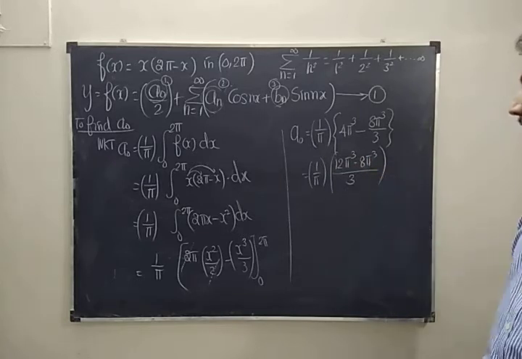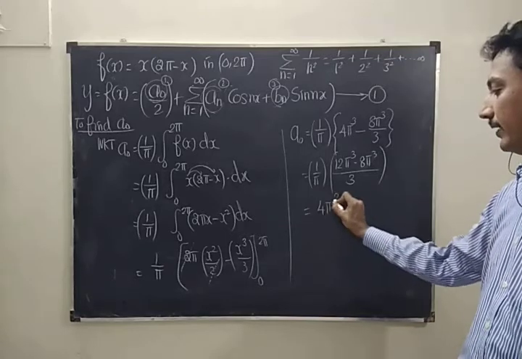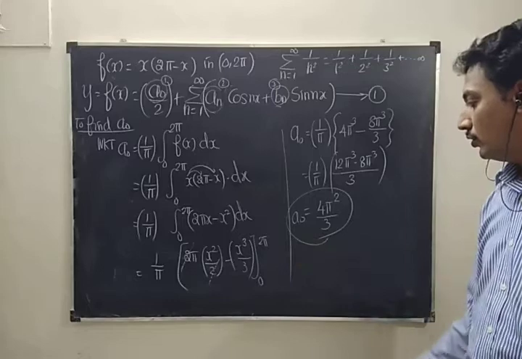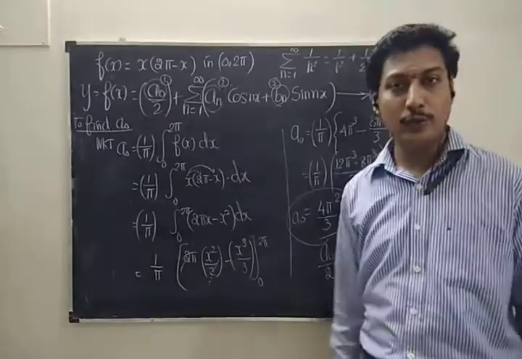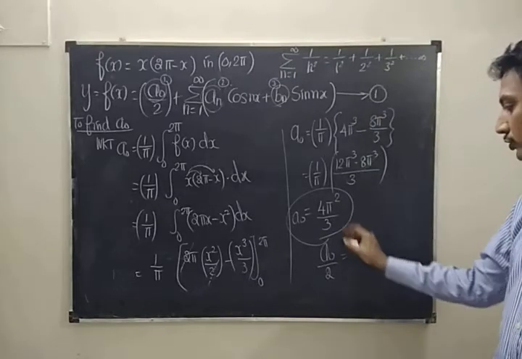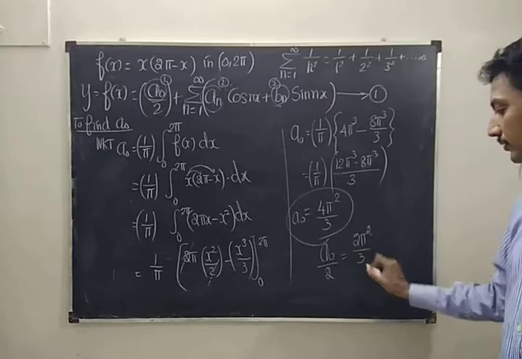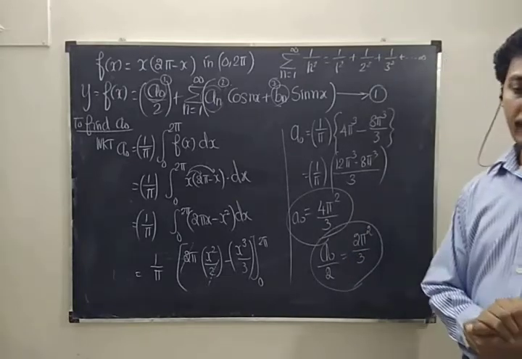So 12 minus 8 is 4, 4 pi cube. After cancellation of 1 pi, I am getting 4 pi squared by 3. So this is my A naught value. From this, what about the A naught by 2? Because I need the A naught by 2 value. So let us divide by 2, we get 2 pi squared by 3. So A naught by 2, we got 2 pi squared by 3.